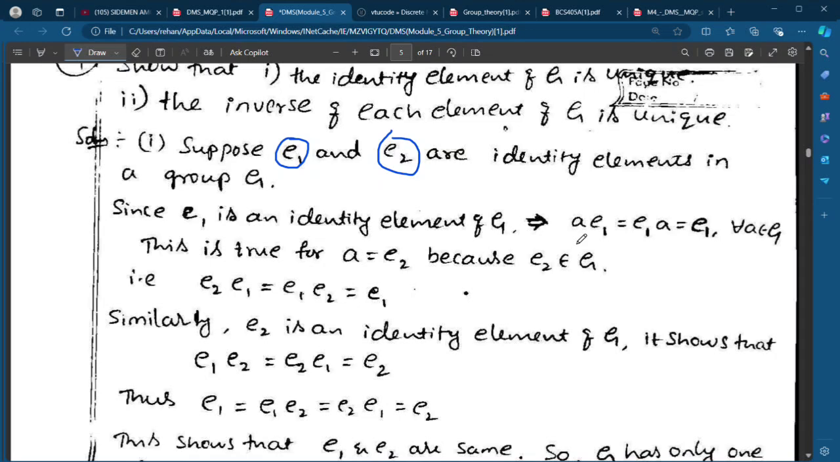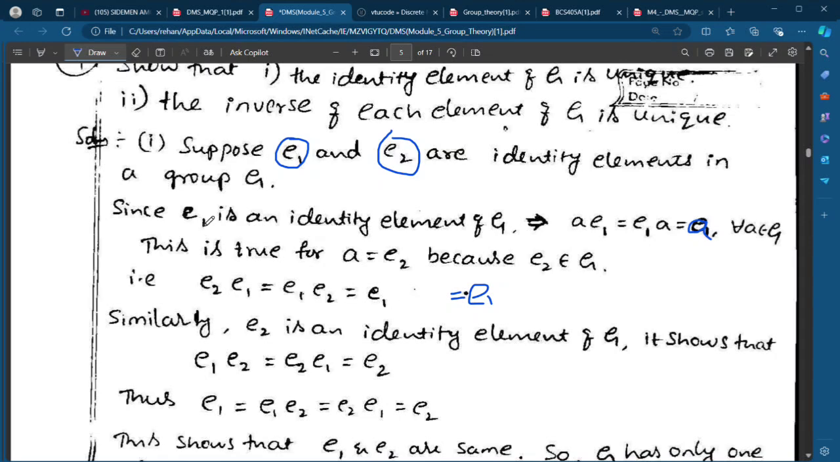In a group, since E1 is an identity element of G, therefore A into E1 is equal to E1 into A, which is equal to A itself. Here E1 is an identity element I'm saying, for all A belonging to G. Thus this is true for A equal to E2 because E2 belongs to G. Then E2 into E1 is equal to E1 into E2, which is equal to E2.